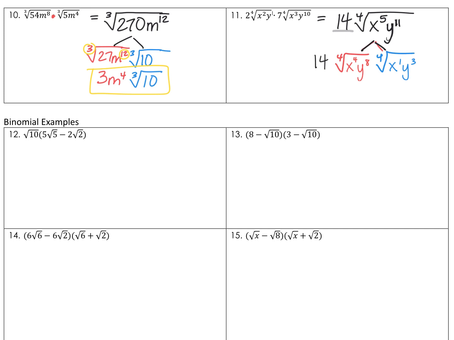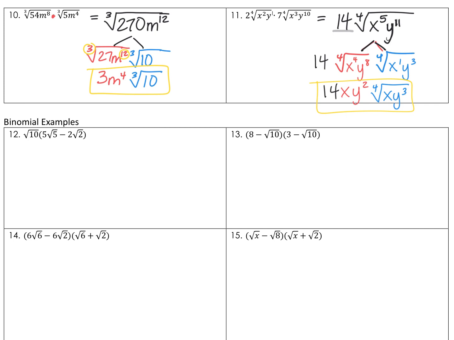Take the 4th root now of that. So you're dividing your exponents by the index. So you have x to the 1st, y to the 2nd. This leftover one remains. You can just change it to x, y to the 3rd. The 14 should stay out in front. There's nothing to multiply by, so that would be it. Okay, so that's multiplying just 2 radicals together.